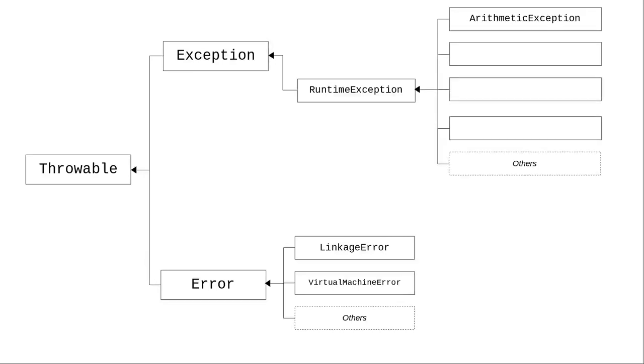ArithmeticException is for things like division by zero. NullPointerExceptions occur when you try to use an object that doesn't reference anything. An IndexOutOfBoundsException happens if you attempt to access elements outside the bounds of an array. And IllegalArgumentExceptions occur if you pass arguments to a method that it can't work with.